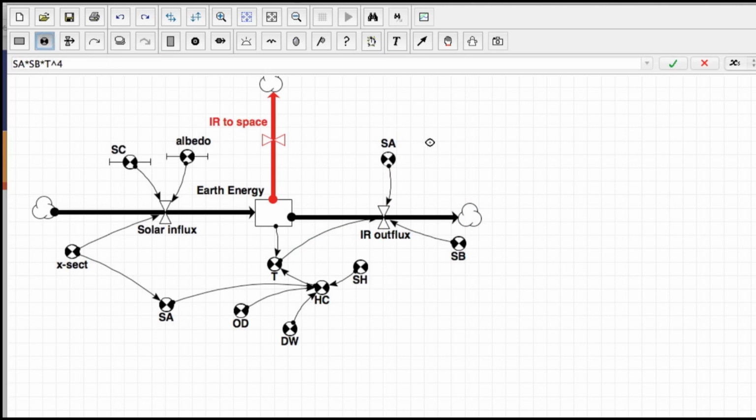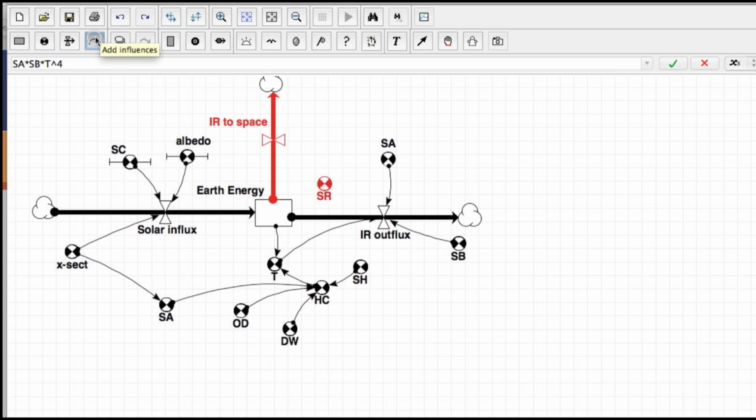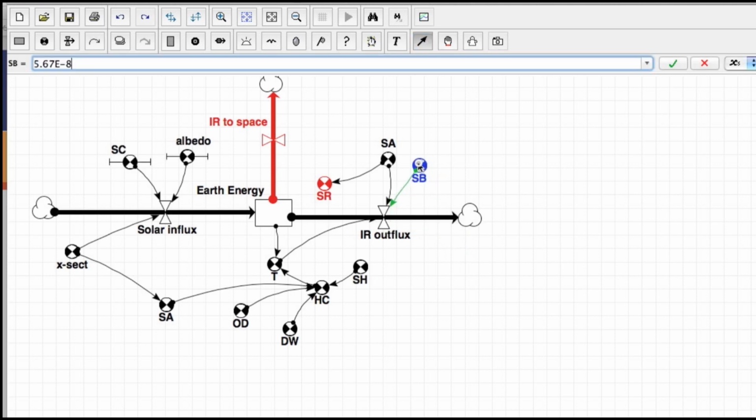But you can't just paste any equation in. You got to connect everything that you need together. Now, surface radiation I'm going to need for my IR to space and my IR to the atmosphere. So I'm just going to call this surface radiation. So SR for surface radiation. And it has the equation of surface area times the Stefan-Boltzmann constant, which I really don't need over there anymore. So why don't I just swing it around over here? Yeah, I can do that.